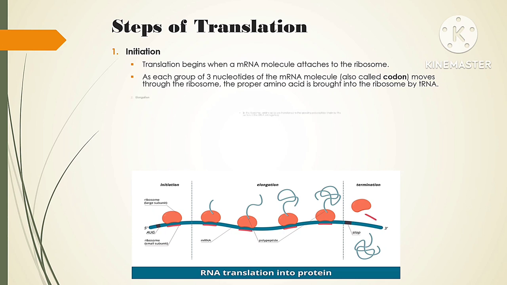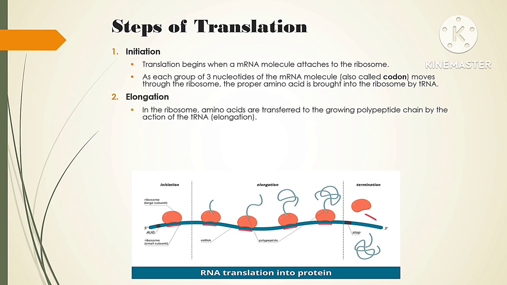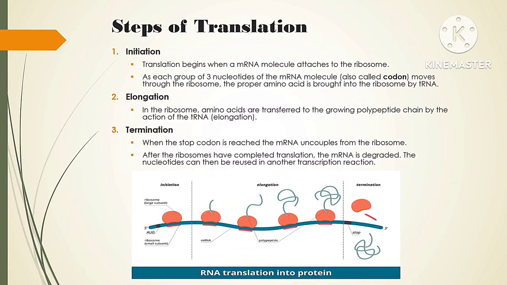2. Elongation. In the ribosome, amino acids are transferred to the growing polypeptide chain by the action of the tRNA. 3. Termination. When the stop codon is reached, the mRNA uncouples from the ribosome. After the ribosomes have completed translation, the mRNA is degraded. The nucleotides can then be reused in another transcription reaction.